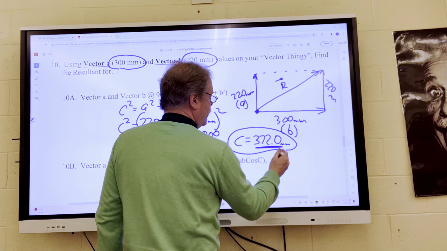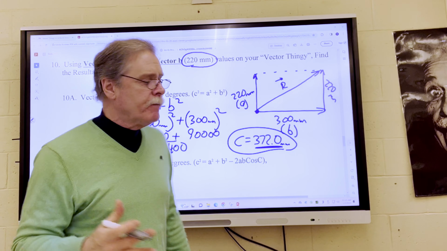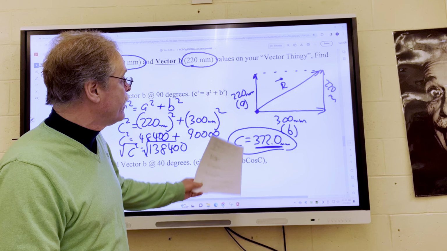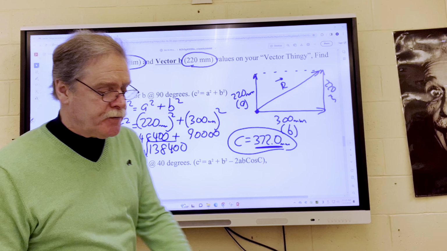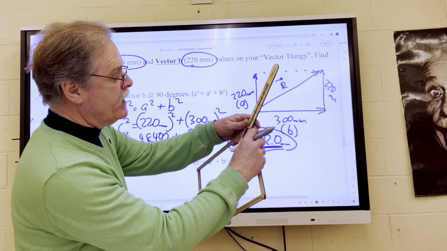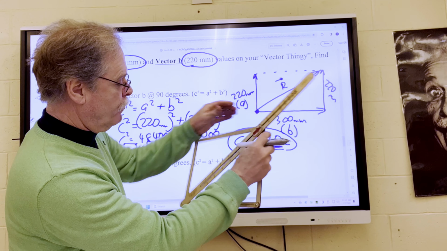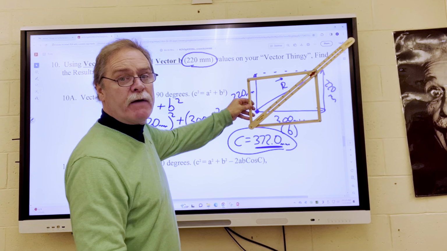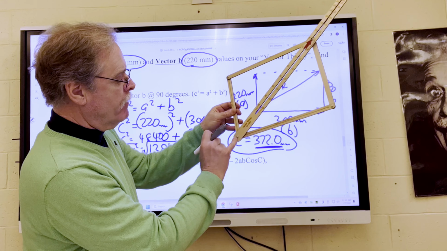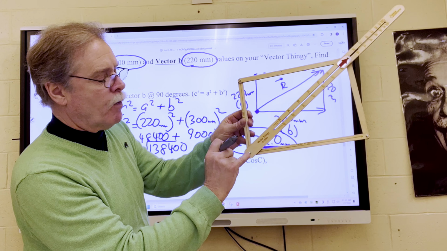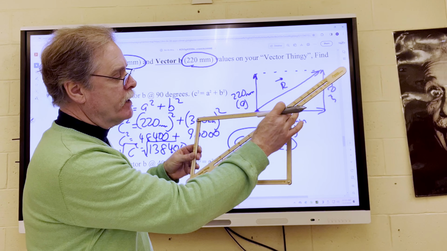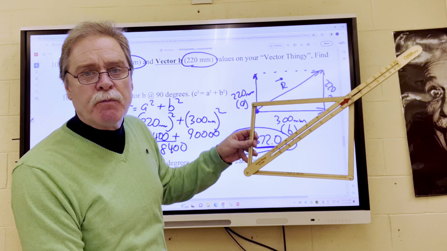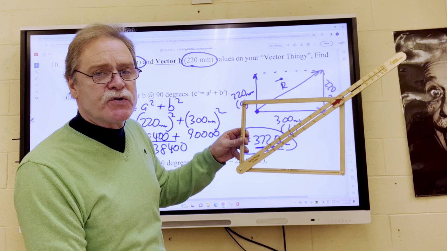The resultant would be this, okay? If you actually did this with your vector thingy, if you actually solved this, you would find the percent error would be very, very small using the vector thingy at 90 degrees. You would set this right at 90 degrees, okay? Just to show you how this works. And you would have your 220 and your 300, just like I've drawn here, okay? Exactly like I've drawn here. And you can measure this from the point here where they are concurrent to this point here, and you will find that it will come out to be 372.0 millimeters, give or take a small percentage error, okay? Again, it's extremely small percentage error.